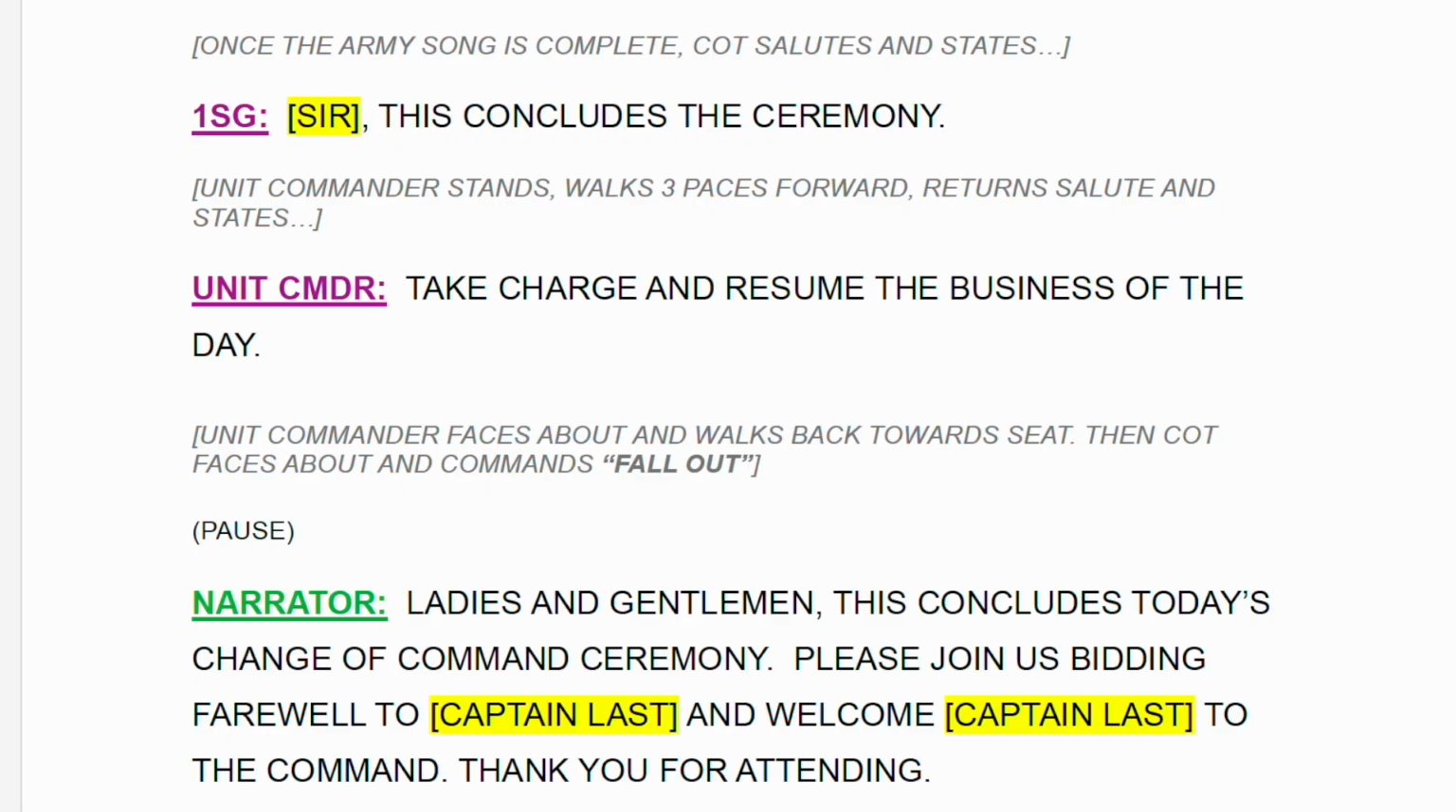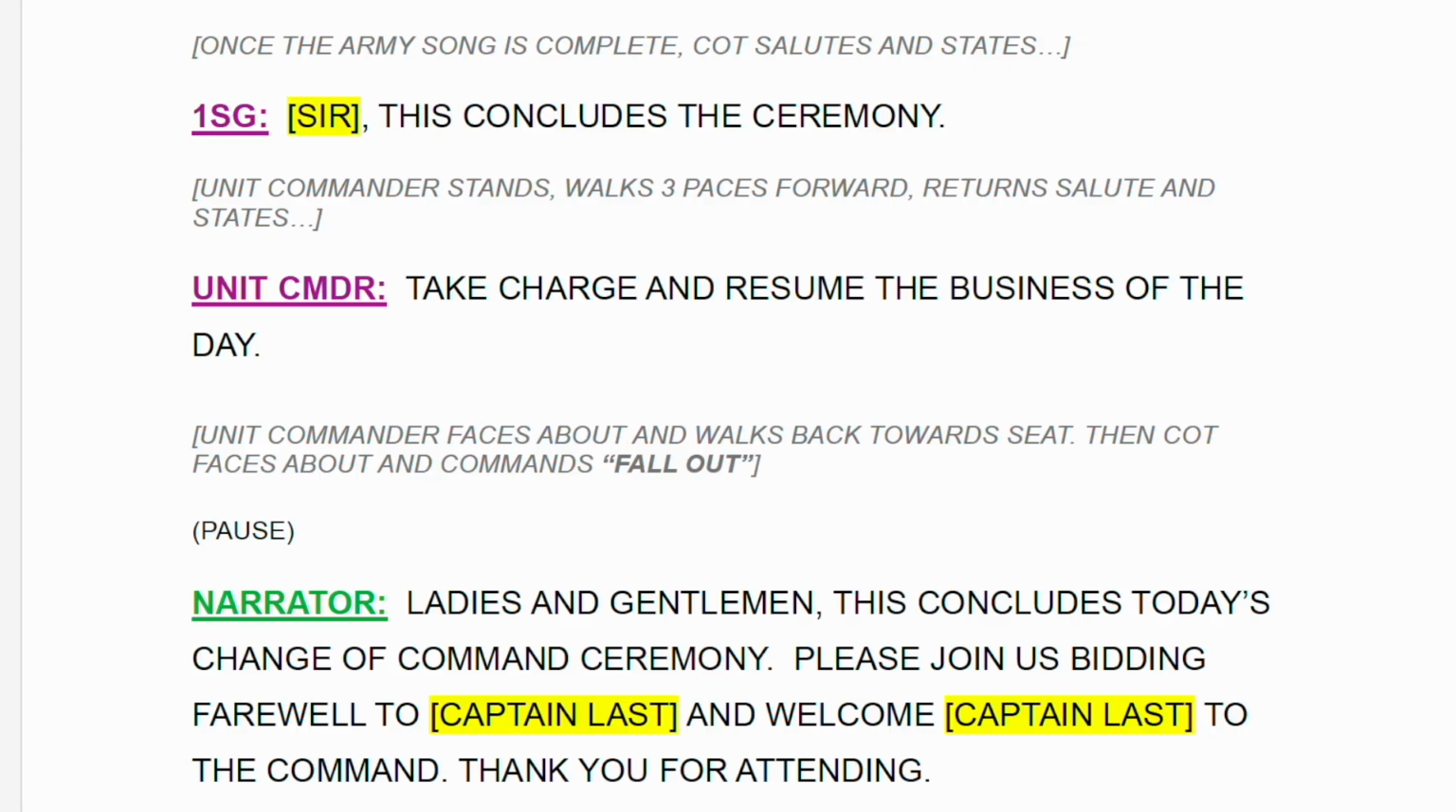Ideally, you're not the music person, because if there's something that goes on, the phone goes to sleep or it locks, you shouldn't be sitting there reading the script and then going like this with the phone or whatever device you're using. Have a designated music person. And after that, everybody needs to know what they need to do. In this script, I have it that the First Sergeant salutes the official party and says, sir, this concludes the ceremony. And then the new commander walks a couple of paces forward from his seated area and says, take charge and assume business of the day, whatever it is that he wishes to say.